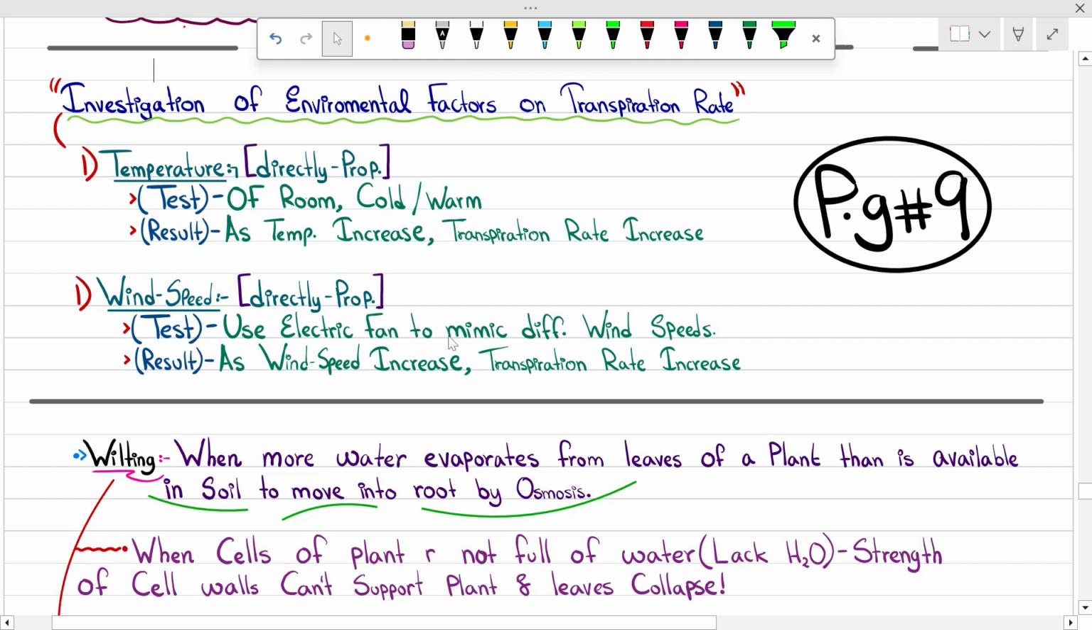The investigation of such environmental factors, in our syllabus we have temperature and wind speed and humidity. Temperature and wind speed are both directly proportional. The test of temperature is done in a cold and warm room, and the result, as the temperature increases, transpiration increases. Wind speed test is done by using an electric fan to mimic different wind speeds as the independent variable, and the result shows that as the wind speed increases, the transpiration rate also increases.